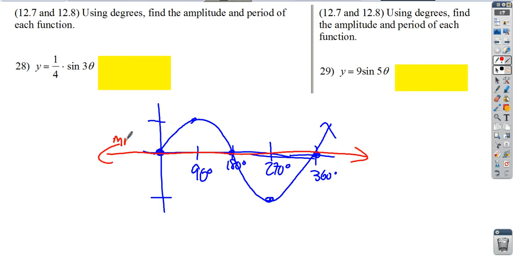That's called the midline. The amplitude is the distance from the middle of this function up to the peak, or the middle of this function down to the bottom. And in both cases, this is 1, and the midline's at 0. So the amplitude is 1.